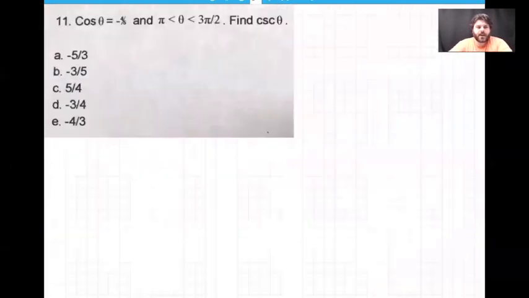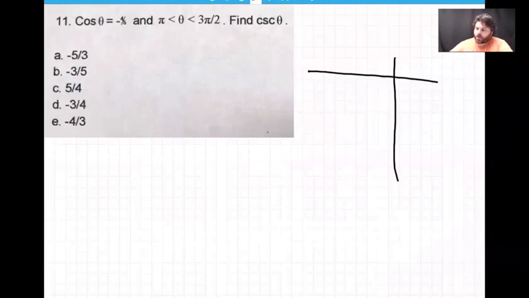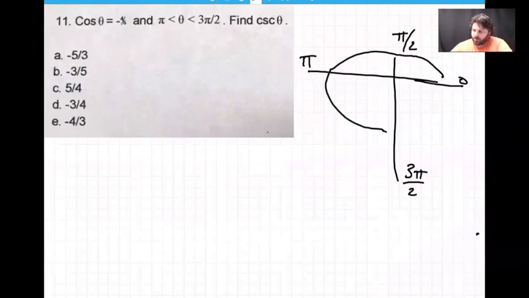All right, the cosine of theta is -4/5, and theta is between pi and 3 pi over 2. Find the cosecant of theta. First of all, we're in the third quadrant because we're in between pi and 3/2 pi. Remember, this is 0, this is a half of pi, this is pi, 3/2 of pi, 2 pi. So here we are in this region here.